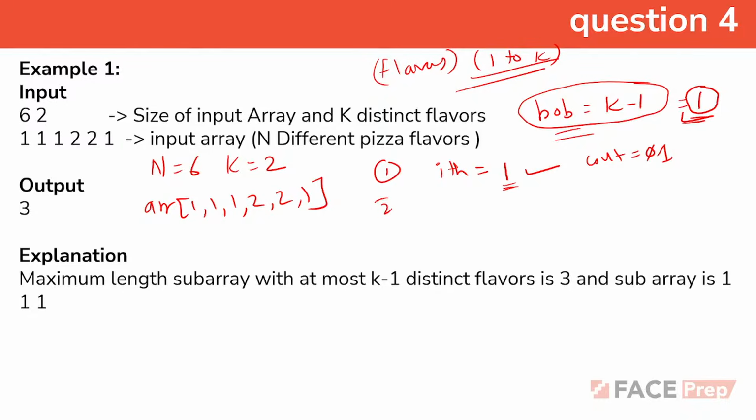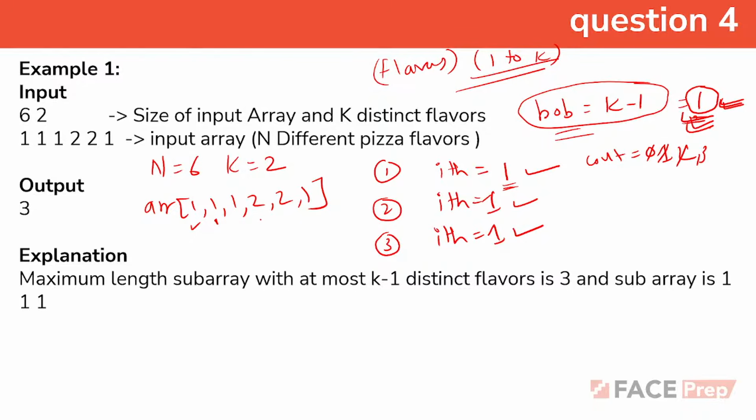Let's go with the second one. The second ith flavor is again 1. I'll check, and yes, Bob can eat, so I'll increment the count. The third ith flavor is again 1. Bob can eat, because I'm checking each and every time whether Bob can eat or not. So the count is going to be 3 now, right?